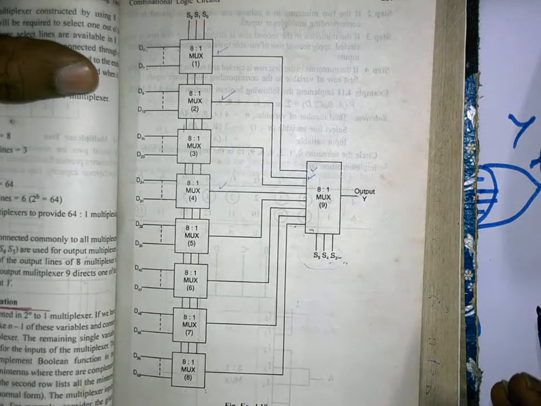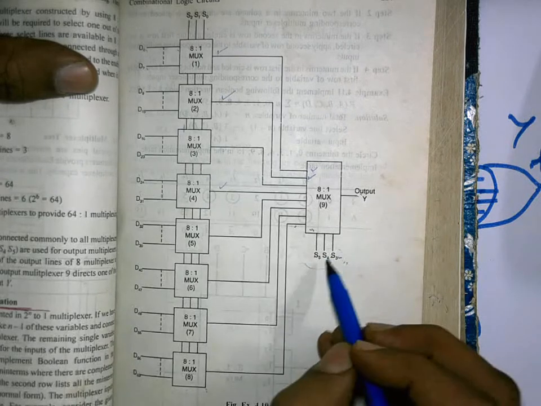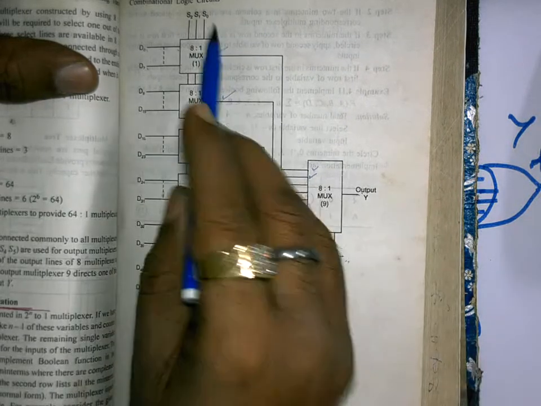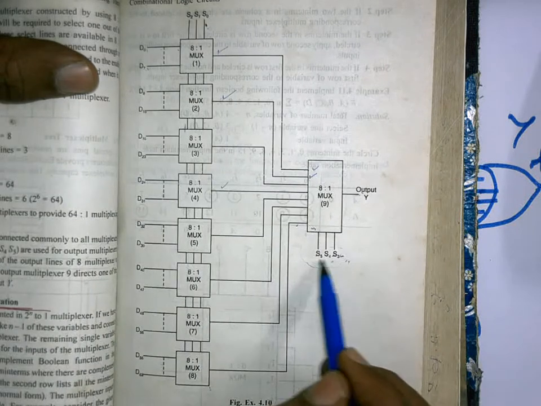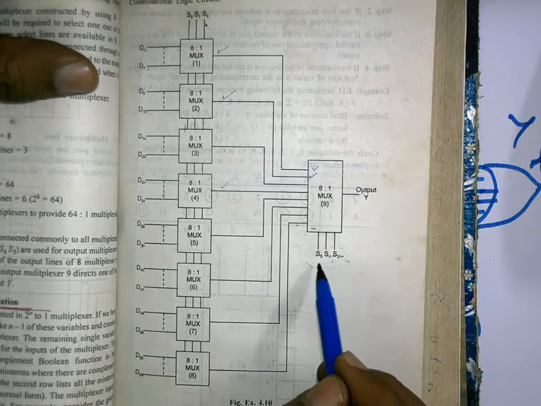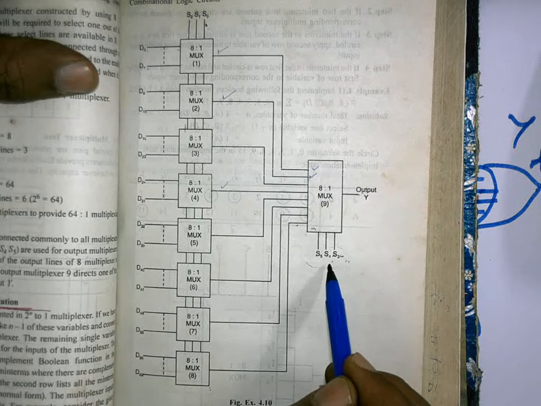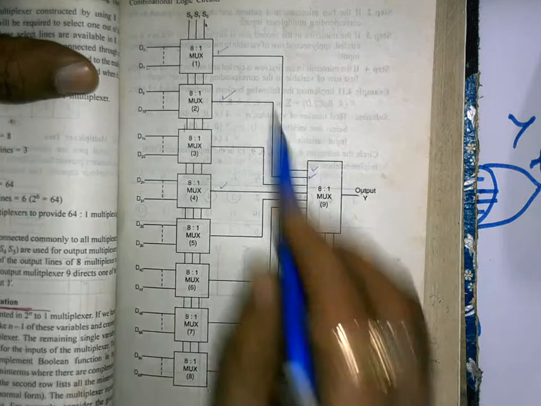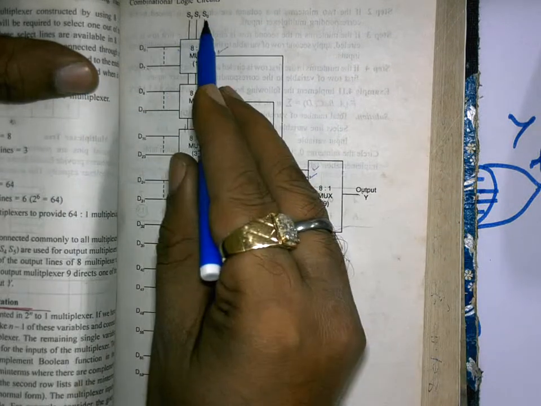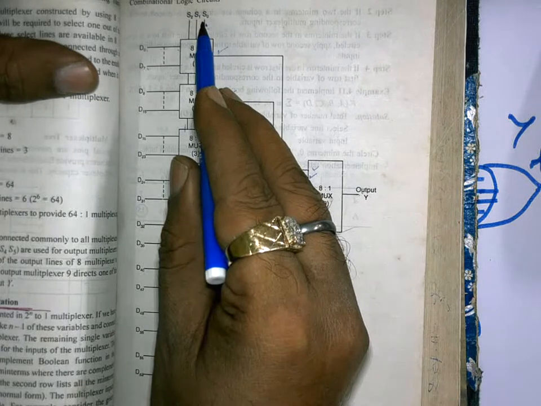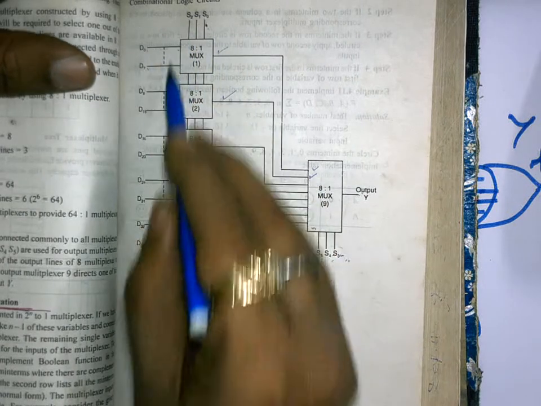Okay. So you now have select lines from S0 to S5. If you put all zeros on these select lines, S5 is 0, S4 is 0, S3 is 0, S2, S1 and S0 are 0. What will happen? Making 0, 0, 0 on these lines will make all the D0 lines activated.